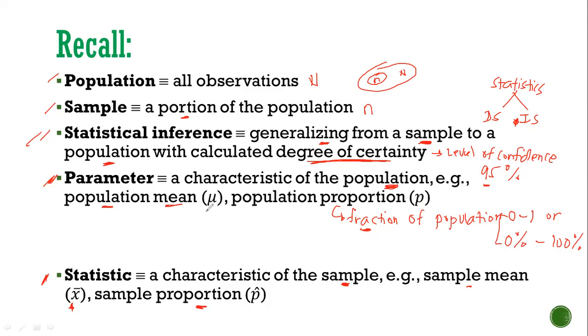Example tayo para mas maintindihan nyo yung population proportion. Let's say we have a certain population. Kunyari, there are certain people that are found in SM. They are 500. Kunyari, there are 500 people in SM and let's say 200 people are wearing white shirt.